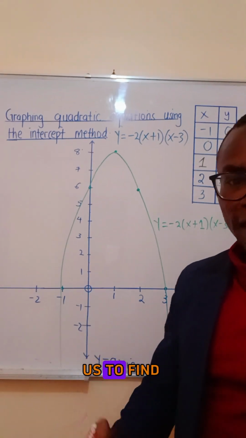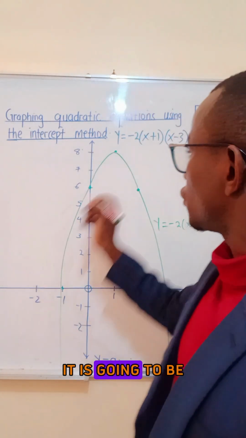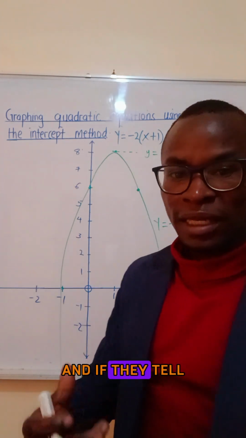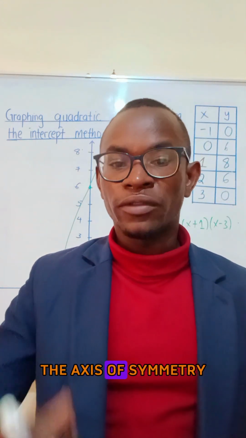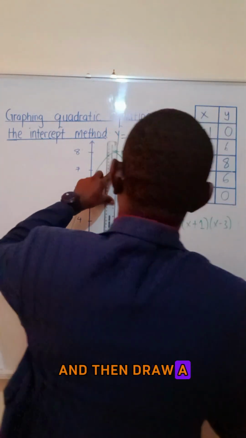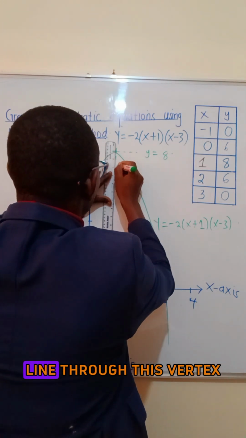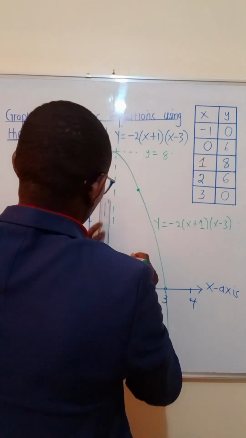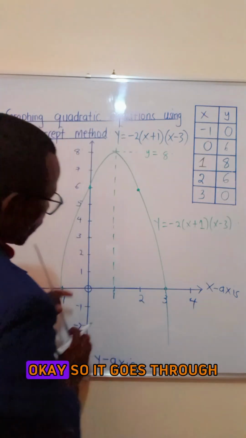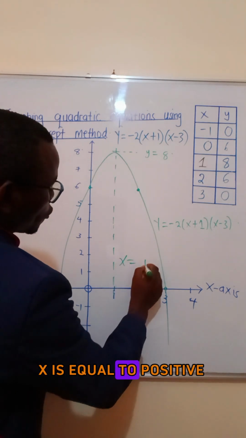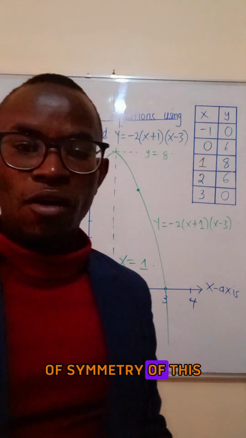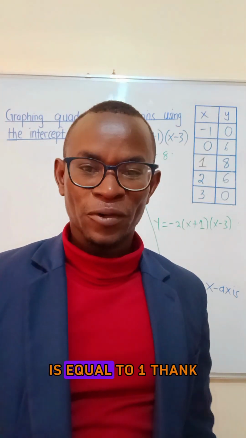Now, if they tell us to find the maximum point, it is going to be found at y is equal to 8. And if they tell us to find the axis of symmetry of this parabola, we get our ruler and then draw a line through this vertex. Okay, so it goes through x is equal to positive 1, implying that the equation of symmetry of this parabola is x is equal to 1.